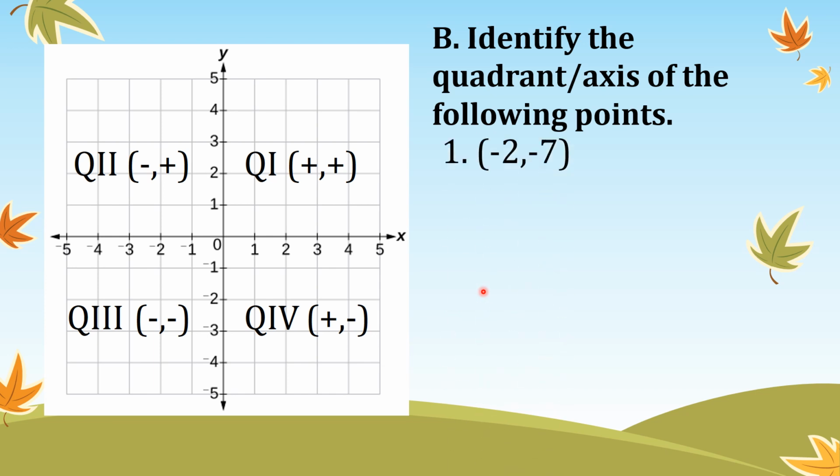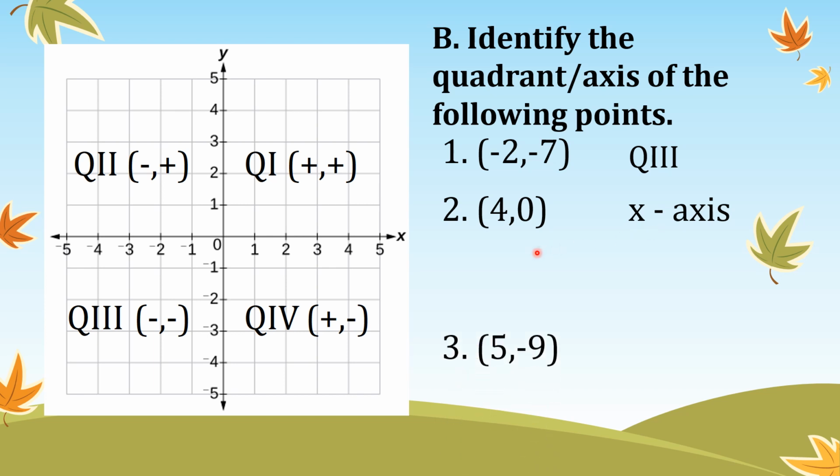So number 1, we have negative 2, negative 7. So what quadrant? Quadrant 3. Number 2, we have 4, 0. Quadrant? Since it is not written or plotted in any part of the region, because it is on the x-axis, we have 4, 0. So count 4 and then 0. So wala siyang upward. So it is plotted on the x-axis.